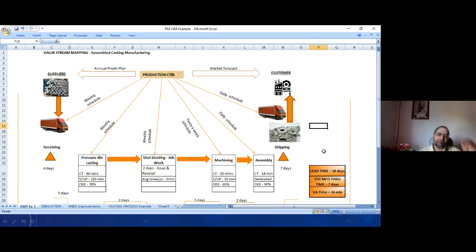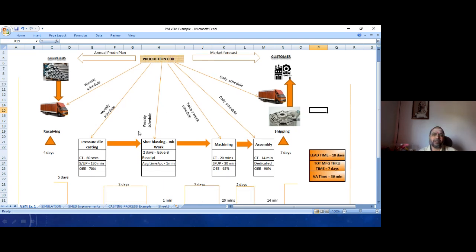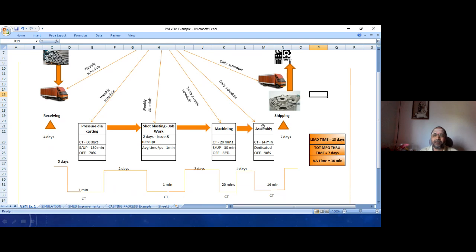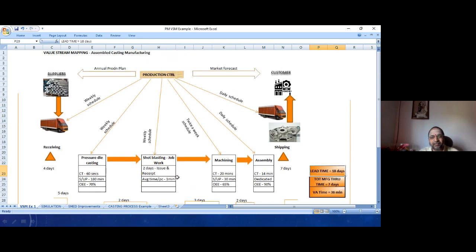Now, this is the value stream map for a particular assembled casting in a particular plant, right? Now, how is it relevant to our discussion? What are the points that we can glean from this? If you see here, overall, for this exercise, right from informing the supplier and receiving, to delivering to the customer, it takes 18 days, right?